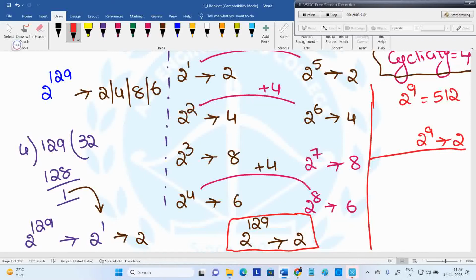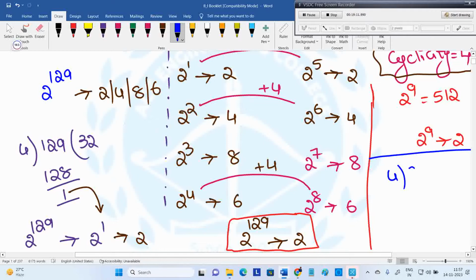Now what I am telling you is the procedure: divide power with 4. What is the power here? 9. Okay, divide with 4. 4 twos are 8. Remainder is 1. Means I can write 2 power 1. 2 power 1 is nothing but 2. That's why you got for 2 power 9, 512. Units place is 2. Similarly, for 2 power 129, we will get 2.